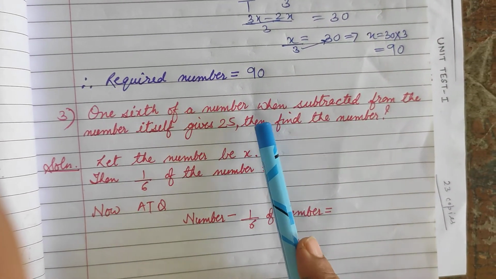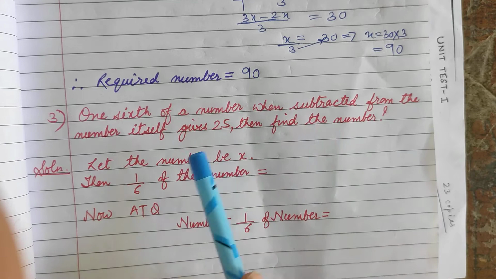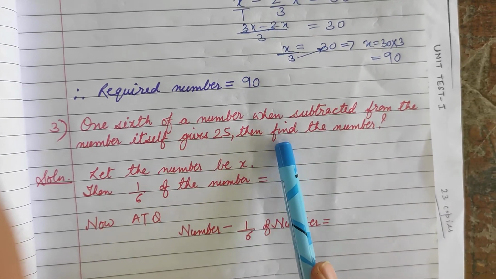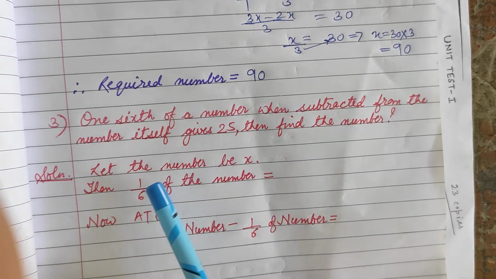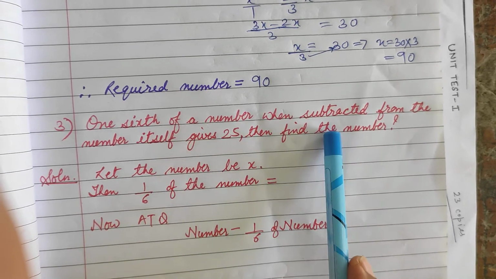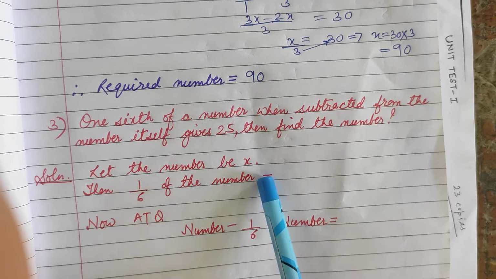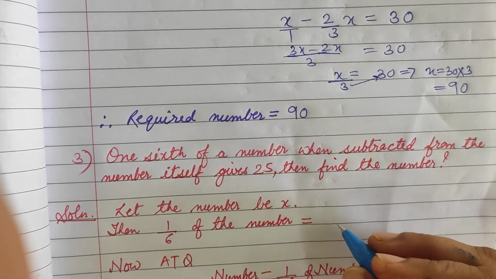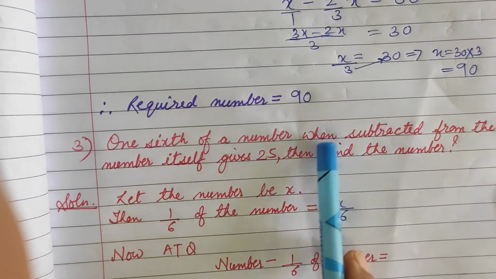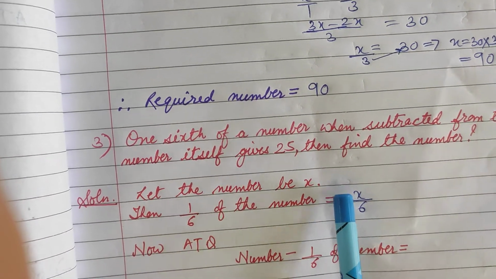1/6 of a number, when subtracted from the number itself, gives 25. Find the number. So let the number be x, because we have to find the number, it is unknown. So if the number is x, then 1/6 of the number will be x by 6. Because the number is x, so 1/6 of x means x by 6.